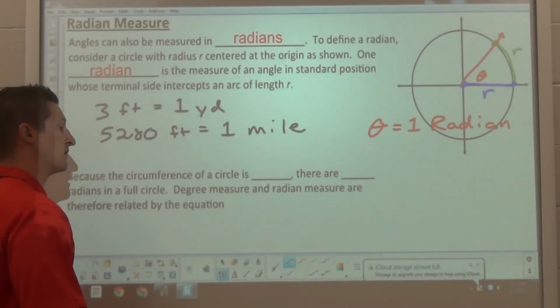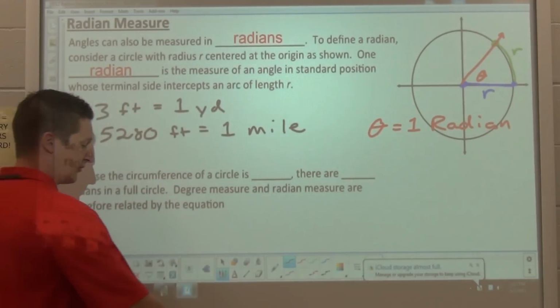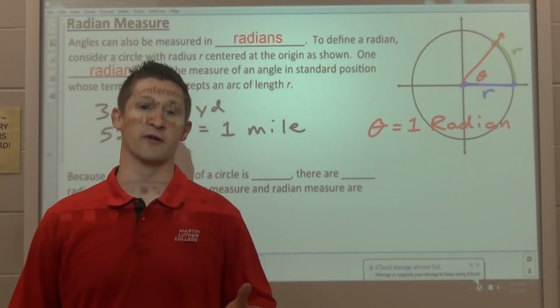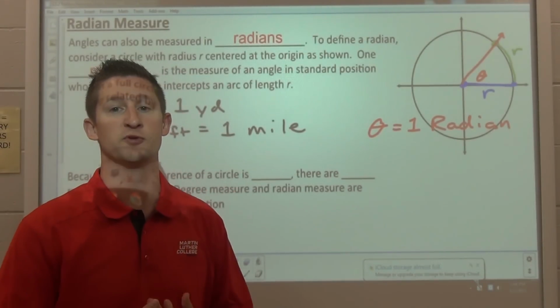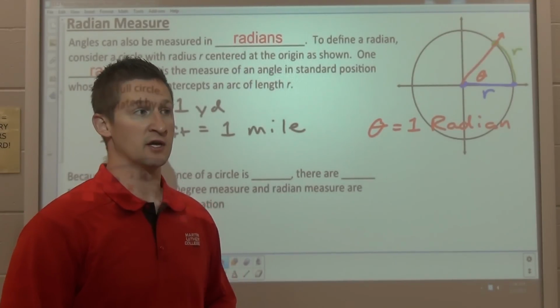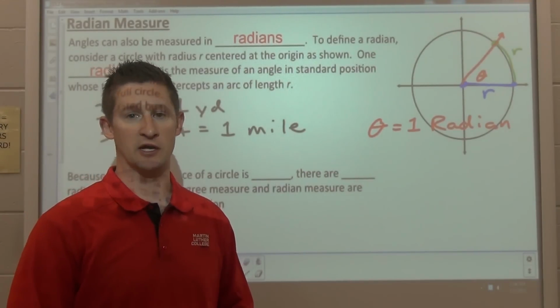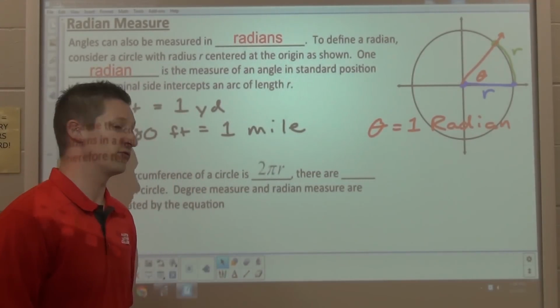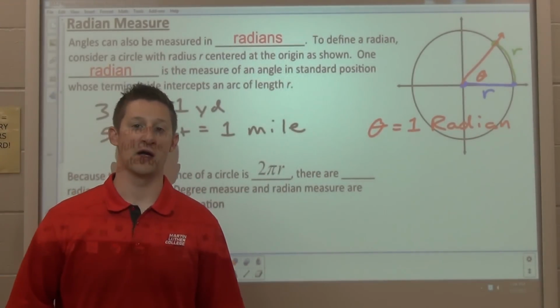Well, think about this. The circumference of a circle is equal to, now one way you might have learned the circumference of a circle, I know I did, was pi times diameter. Well, another way that it's often taught is 2 times pi times the radius, or 2 pi r. So that's what we're going to use for a formula for the circumference of a circle, is 2 pi r.